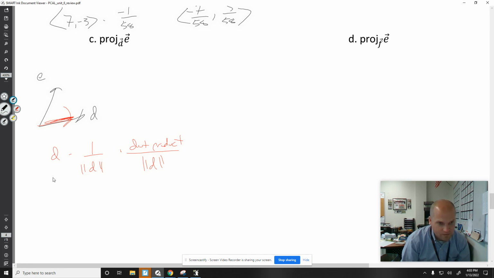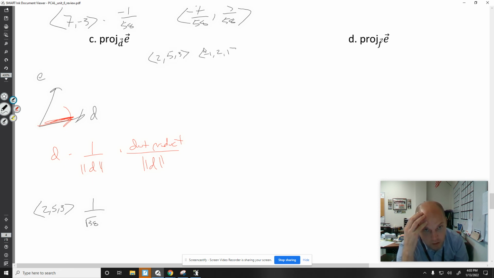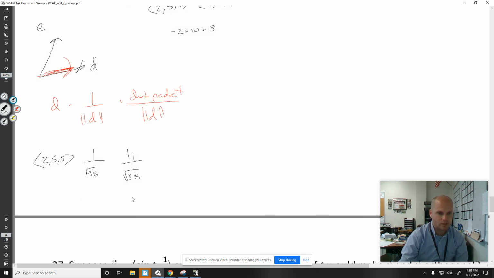All right, D's vector is 2, 5, 3. D's magnitude is 25 plus 4 plus 9, which is 29 plus 9 is 38. So 1 over root 38. The dot product between the two, 2, 5, 3, and negative 1, 2, 1, is negative 2 plus 10 plus 3, which is 11. And then this repeats itself, which is why we get this stuff squared. So we just have 2 times 11 over 38. We have 5 times 11 over 38. I'm not going to bother simplifying those. You can do it with your calculator. 3 times 11 over 38.